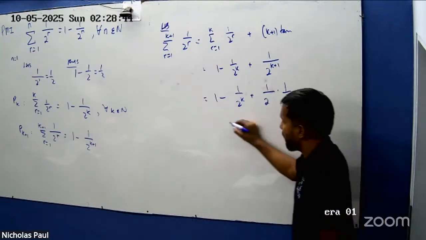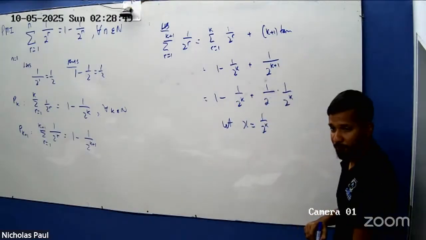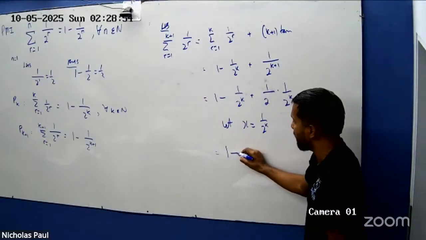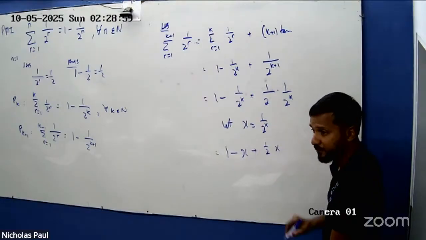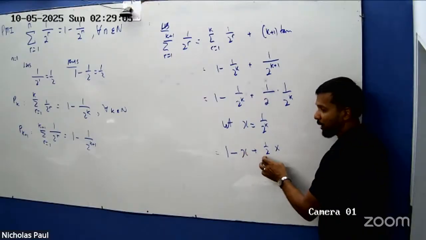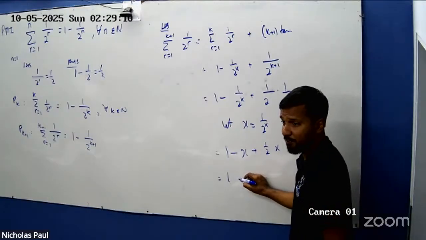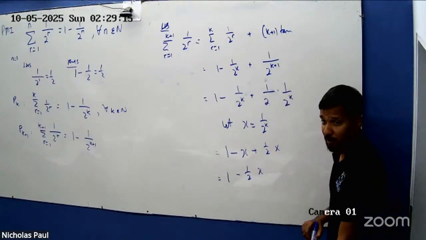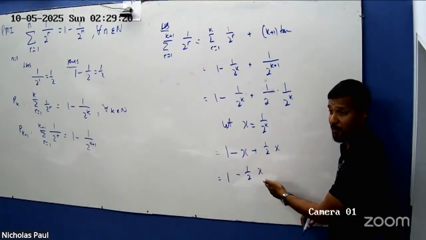So here is what I'm going to do. I am going to write, let x equal 1 on 2 to the k. That's okay? Watch what's going to happen here. I am going to get 1 minus x plus a half x. That's okay? What is minus 1 plus a half? Minus a half, right? A half plus minus 1 is minus a half. Everybody okay with that?